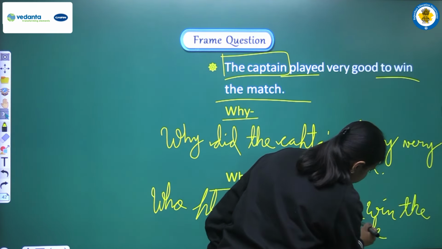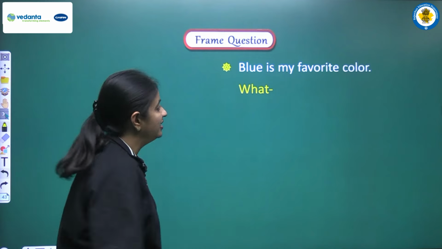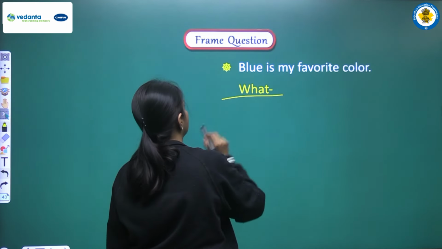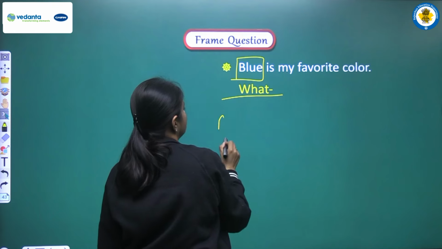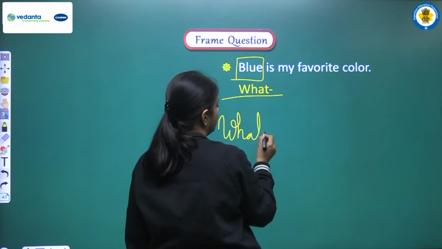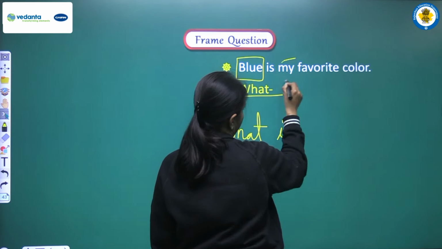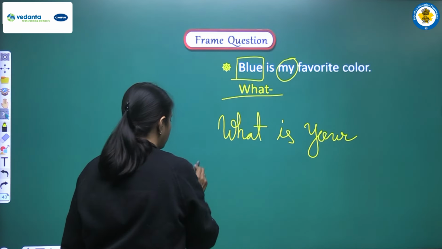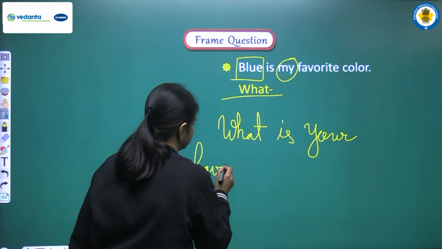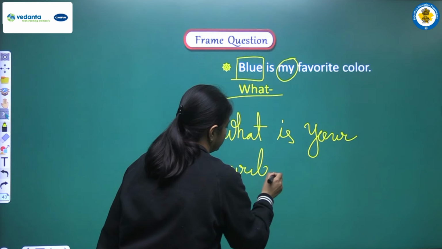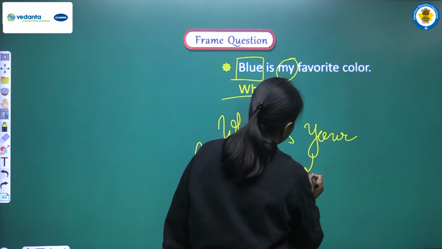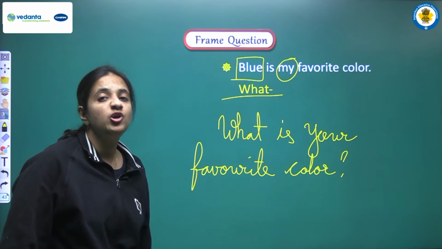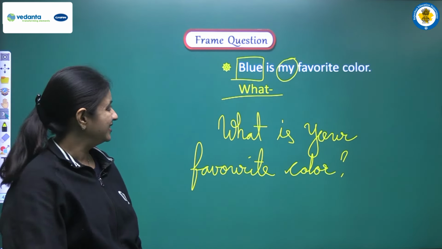Now we have: blue is my favorite color. We have to make a question using what. So what is the answer of what? Answer of what is blue. So the question will be, what is... my will be replaced with your. What is your favorite color? This will be the question. What is your favorite color? Answer will be blue is my favorite color.